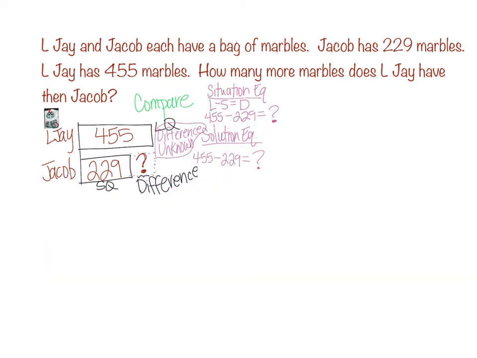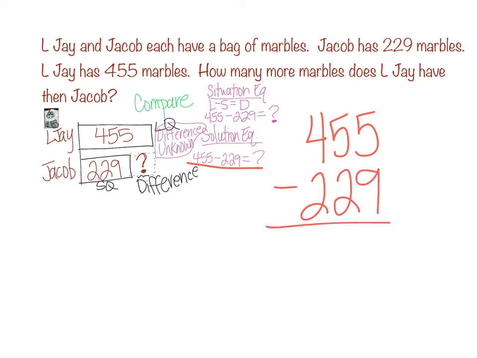So now let's solve our problem. Now, when we solve our problem, we are not going to try to subtract horizontally. No, you're going to rewrite it vertically. 455 minus 229. Now, we start in our ones place, so 5 minus 9. Can we do that? No, absolutely not. We can't take 9 from 5. So what do I have to do? That's right, we have to regroup.